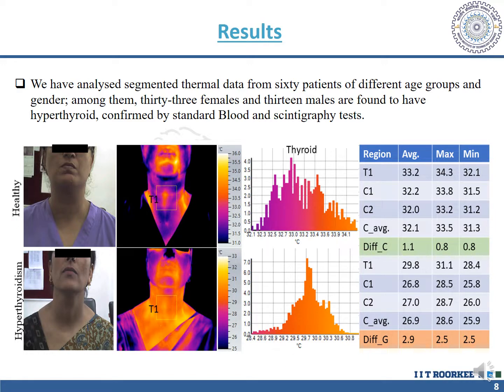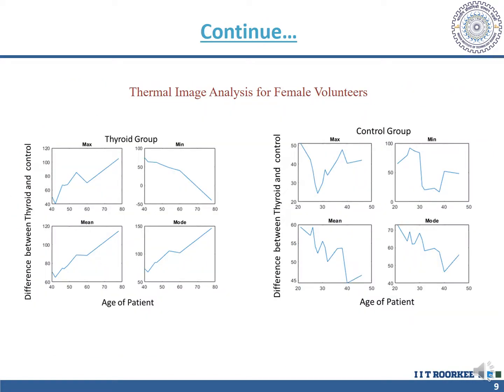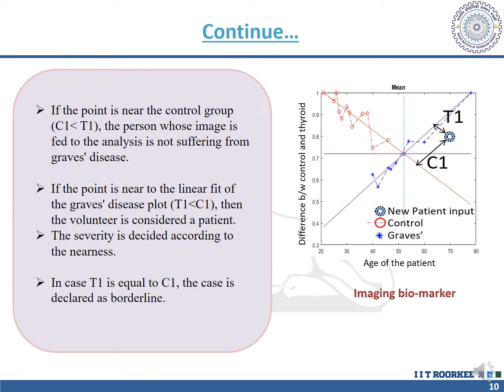We have also plotted the temperature difference between thyroid and control with respect to the age of the patient. And we have plotted maximum, mean, and mode values. And these graphs show that the control and thyroid groups follow a particular type of pattern. For our final conclusion, we have taken the mean values and combined all the graphs like this.